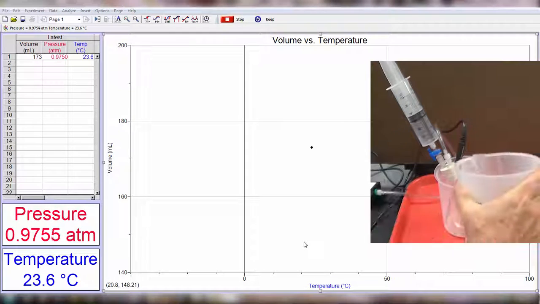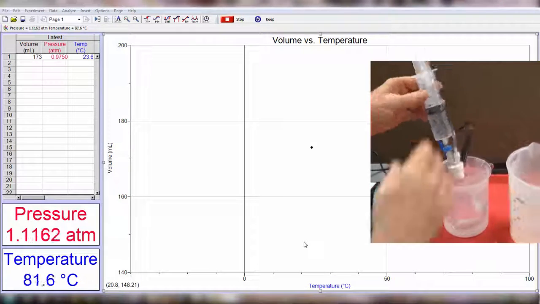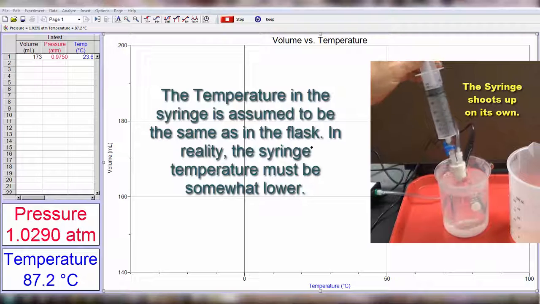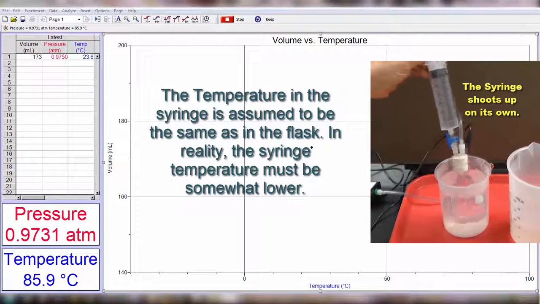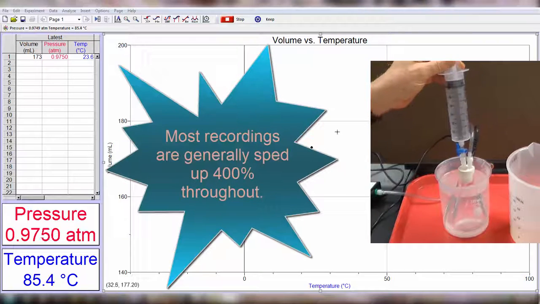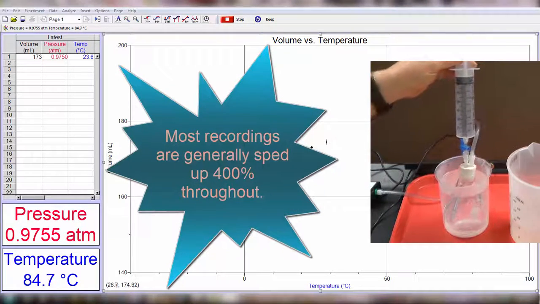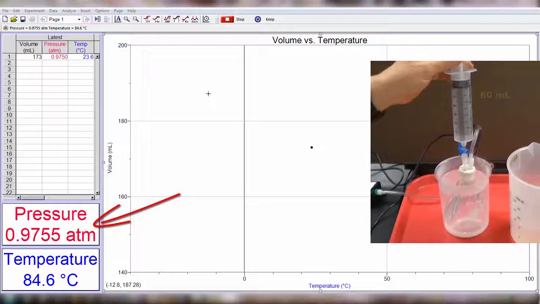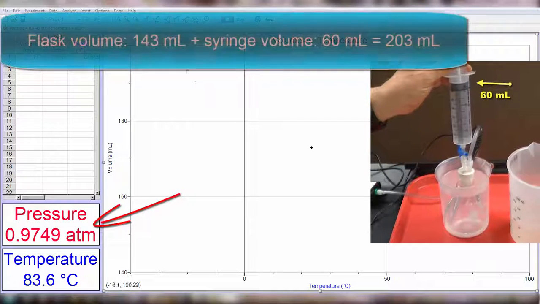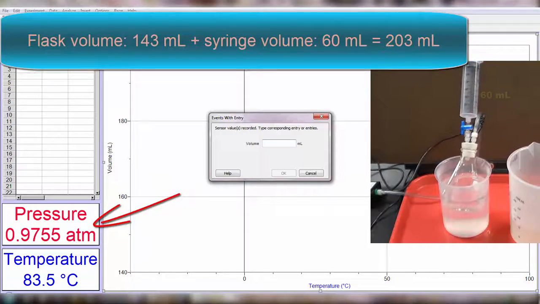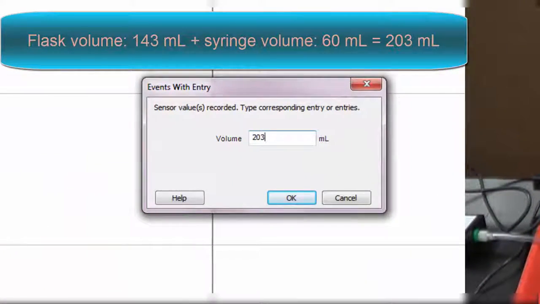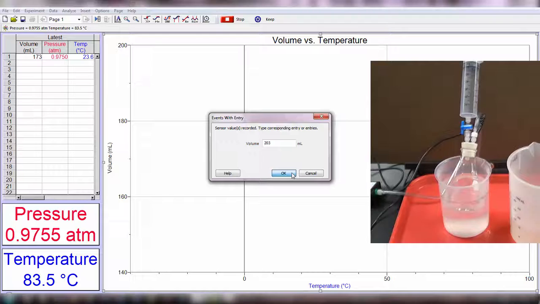Now for the first temperature change by adding nearly boiling water. The temperature shoots up as well as the pressure. While I am continually moving the flask to get even temperature distribution, I'm trying to expand the syringe volume so the pressure returns back to the 0.975 atmospheres. At the point I think I have it, I hit keep and enter the new volume of 143 plus 60.